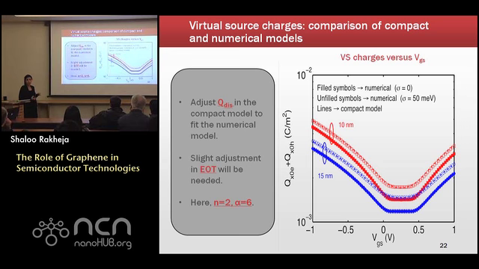So in the compact model, we've adjusted Q-dis, which is the disorder-related charges, and we've also made some slight adjustments in the equivalent oxide thickness in the compact model to come to this. And we've fixed n equal to 2 and alpha equal to 6 for this particular plot over here. Next, I'll show you the adjustments that we've done in Q-dis, which is the disorder charges, and the equivalent oxide thickness to come to this result.